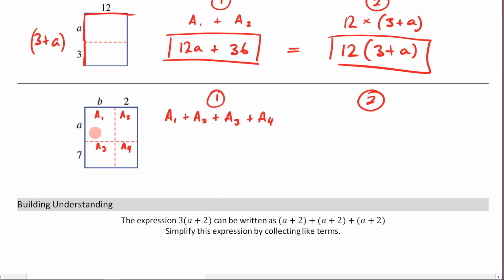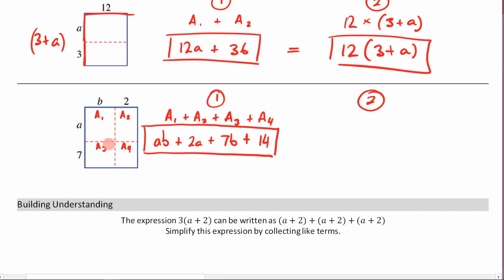To find A1, it's going to be A times B, which is AB. To find A2 is going to be A times 2, which is 2A. To find A3, it's going to be 7 times B, which is 7B. And to find A4, it's going to be 7 times 2, which is 14. And just like that, we have found our answer. That is going to be the expression that represents the area of this rectangle.